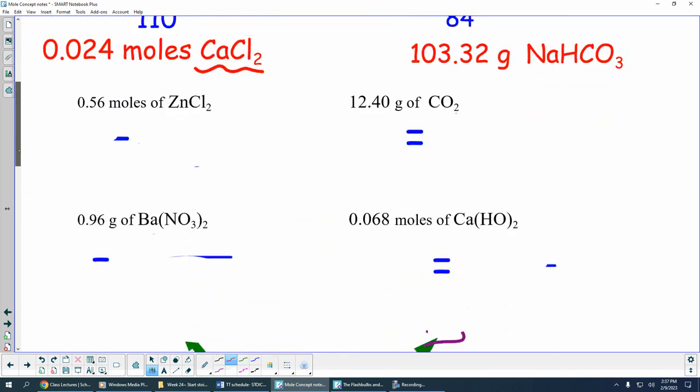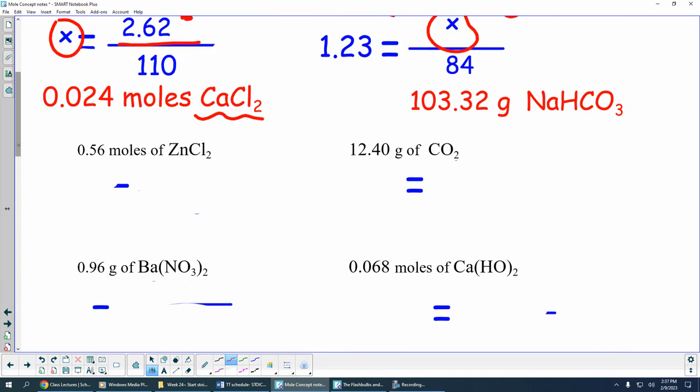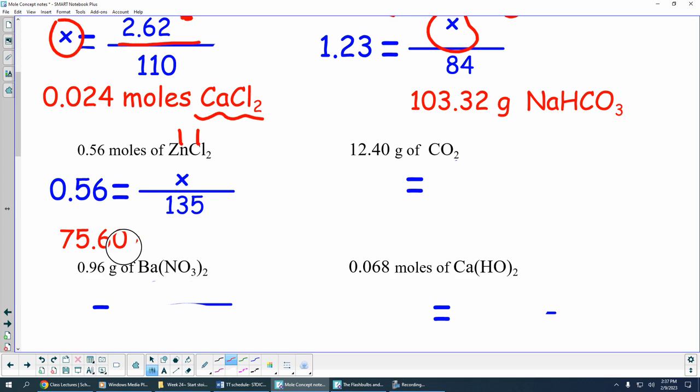Now, there's a couple more, so I'd like for you to pause the recording now and try the next 4 on your own. All right, let's go ahead. So I'm given moles, so that's going to go on the outside. I want to find mass. 1 zinc, 2 chlorines is going to add up to 135. When I multiply these together, that's going to get me 75.60. Because it's the top, I know that is grams, and I'm going to write what that is.